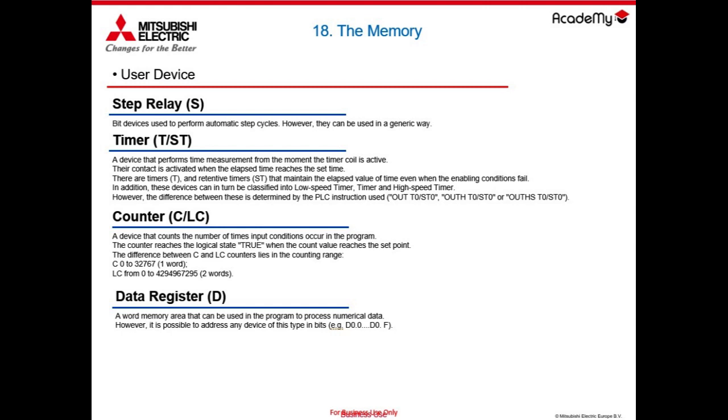Data registers, widely used as well as the M, are memory areas that can be used in the program to process numerical data. It is still possible to address each device of this type by bit. So we can, for example, access D0.0, the first bit of the D0 register, or the 16th through D0.F.